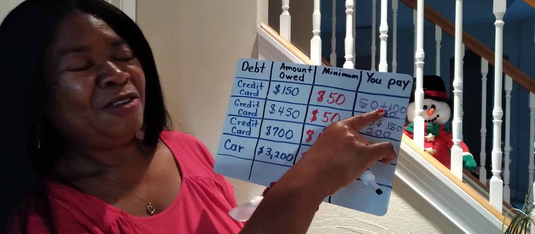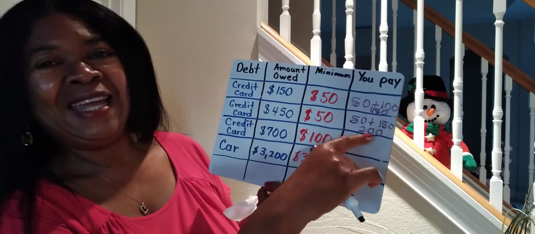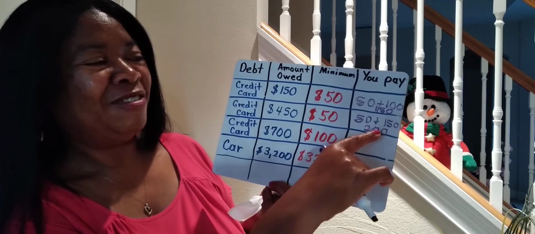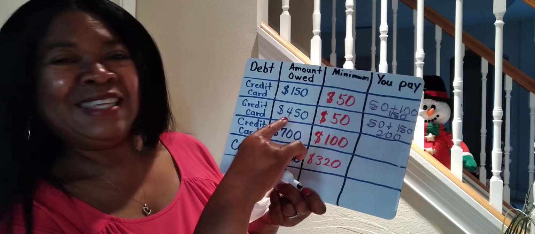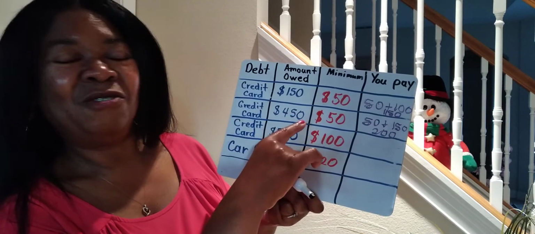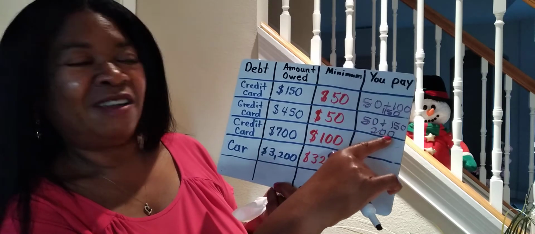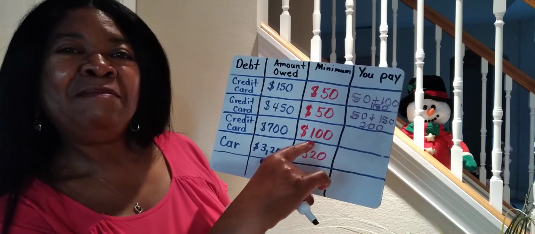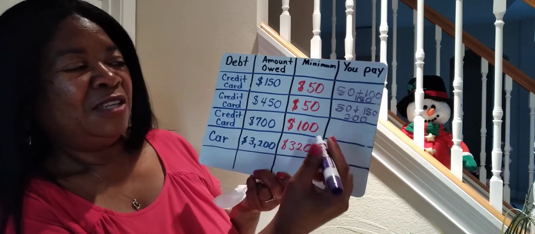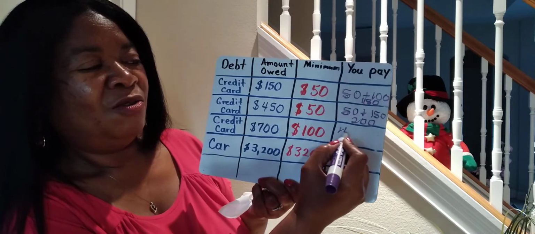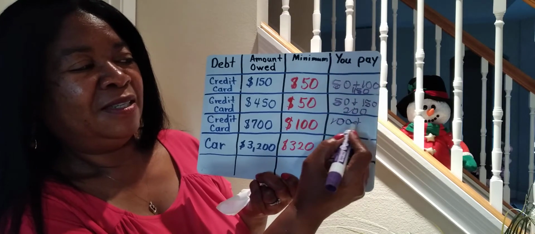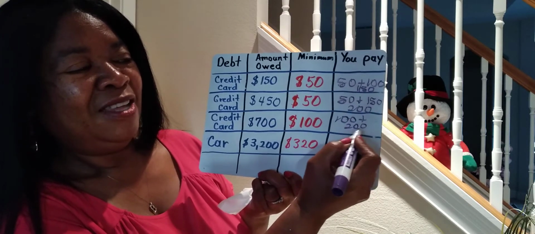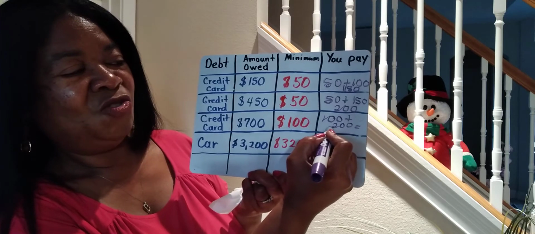So here you had $150 that you were paying. Now you're paying $200. So when you finish paying this debt of $450, you're going to move that $200 and you're going to pay it on the next debt. So here your minimum payment is $100. So that's going to be the $100 plus the $200. So that's going to make it $300.